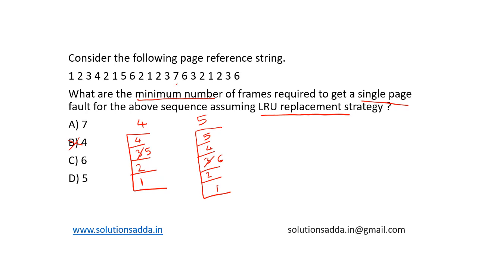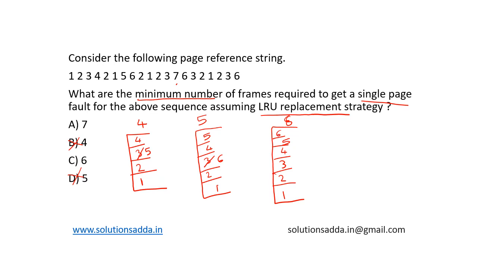So option 5 is also not the correct answer. Now going by option 6, we have 6 frames, 1, 2, 3, 4, 5 and 6. And we'll start again. We'll put frame number 1, 2, 3, 4. 2 is a hit and 1 is also a hit, and we'll put page number 5. Then we'll put page number 6 also.